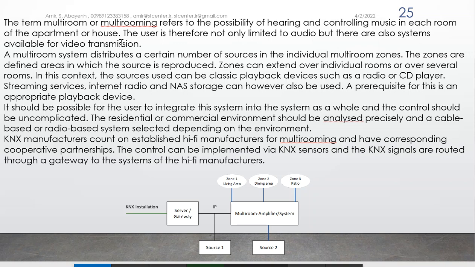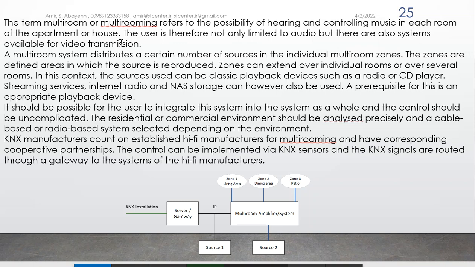In this context, the source used can be classic playback devices such as radio or CD player, streaming devices, services, internet radio, and NAS storage. A prerequisite for this is appropriate playback devices. It should be possible for the user to integrate this into the system as a whole, and the control should be uncomplicated. The residential or commercial environment should be analyzed precisely and a cable-based or radio-based system selected depending on the environment. KNX manufacturers count on established hi-fi manufacturers for multi-rooming and have corresponding cooperative partnerships.